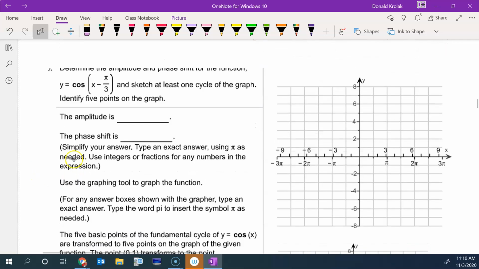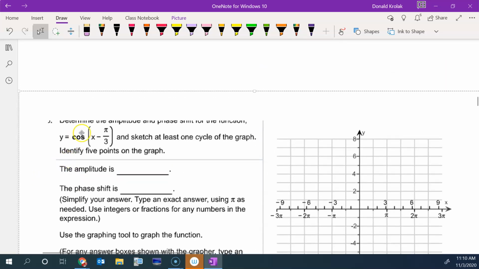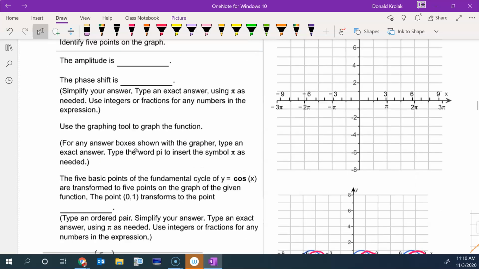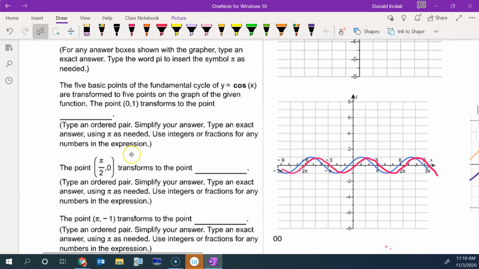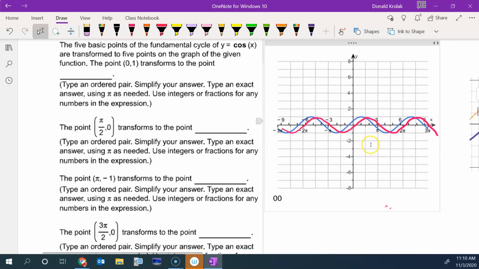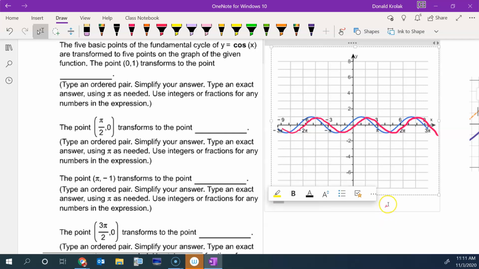All right, so start on question, I think this is question 3. Answer your amplitude, answer your phase shift, and graph it. And then what you're going to do is you're going to write down the points that you need to transform. Okay? So let's see. My amplitude is 1. My phase shift is pi over 3. Then I'm going to graph it. And we're going to do this without having to rely on Desmos.